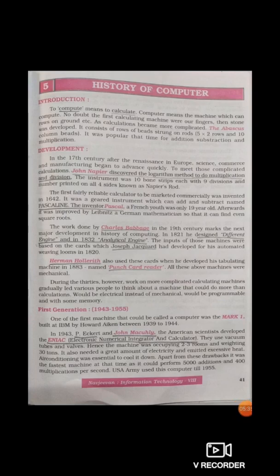Now, these cards were also known as punch cards or the input cards. Joseph had developed these automated weaving looms in 1820. So when he invented them, he was not aware that these cards could be used as an input method until the analytical engine was introduced.